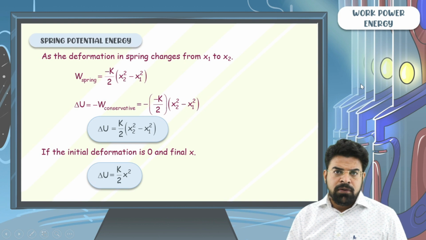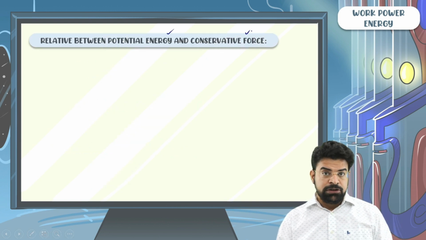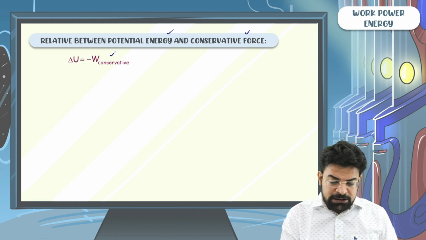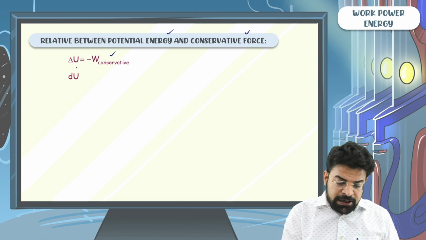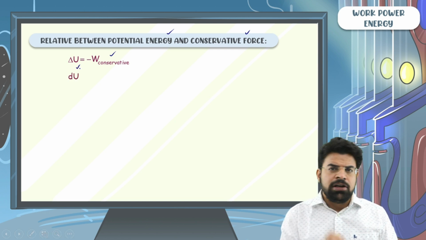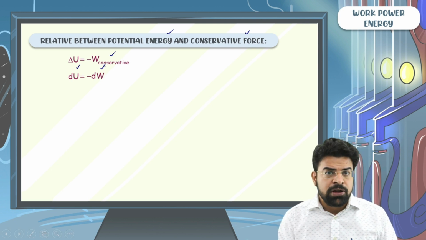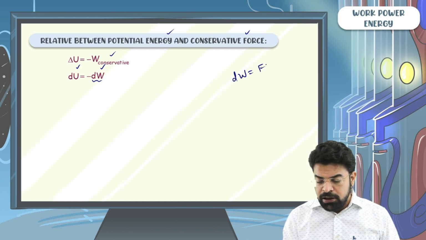Now let's talk about the relationship between potential energy and conservative forces. We know that change in potential energy equals minus times the work done by conservative forces. In the differential format, we can write the infinitely small change in potential energy equals minus times the infinitely small work done by conservative forces. And we know from the definition of work, dW equals F dot ds.